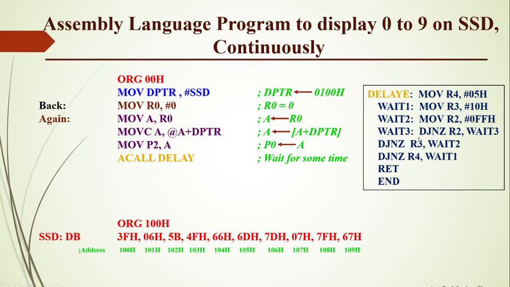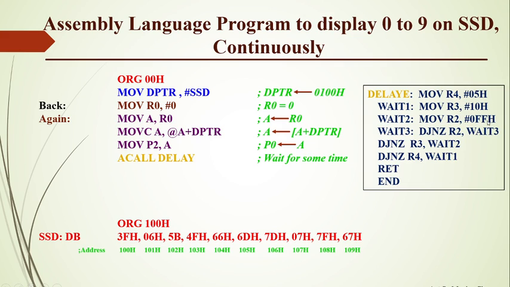Now here the content of this register R3 is decremented. Content of R3 is nothing but 10, so it will be decremented. If it is not 0, then go to this label, that is wait 2. So here again R2 is loaded with value FFH, and again it is going to this instruction. It is again decremented until R2 is 0, and again here R3 is decremented. So this instruction will execute for 10 times, and every time R2 will be decremented to 0 from FFH.